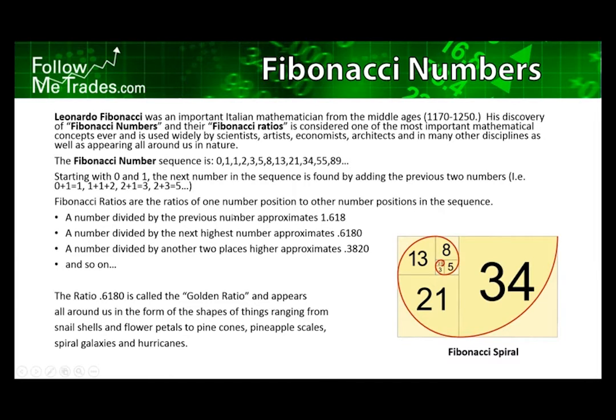So you can see here a number divided by the previous number is 1.618, by the next highest number is 0.618, et cetera, et cetera. And this ratio of 0.618 is called the golden ratio, and it's all around us in the natural world, in snail shells, pineapple scales, spiral galaxies, hurricanes, and we see it apply to other complex systems like the stock market.